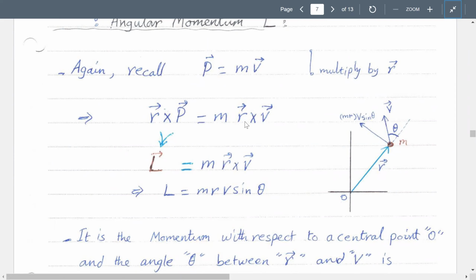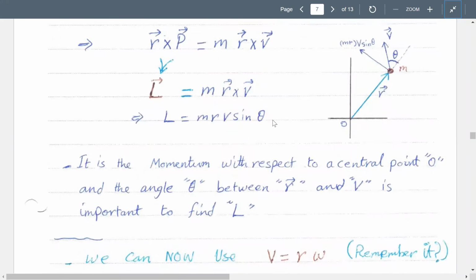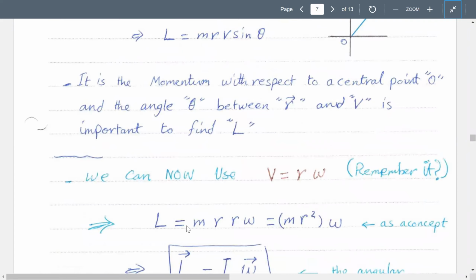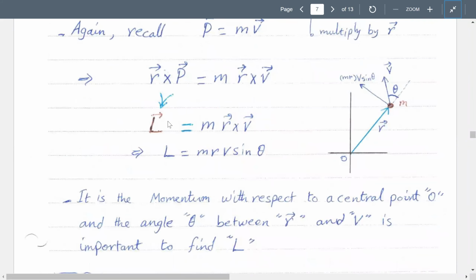If we multiply R by the velocity, it will not be the angular velocity, because this velocity is equal to R omega, if you remember that. It is R omega. So you can see it here. So the angular momentum is equal to mRV. mRV is equal to angular momentum.